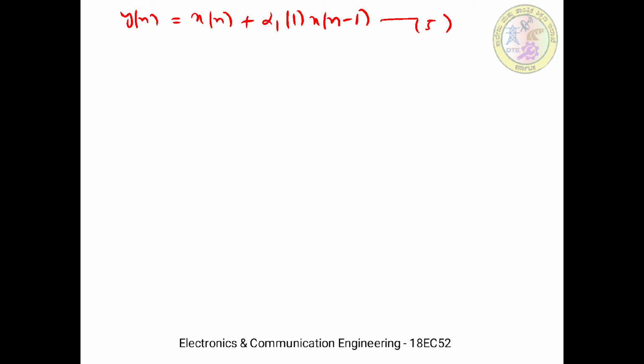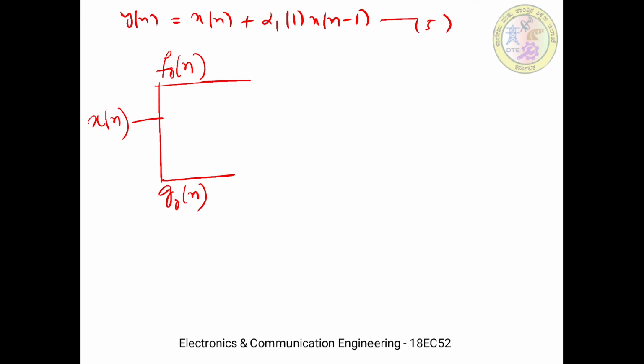Here the input is x(n), and x(n) is split into two parts: one is f_0(n) and the other is g_0(n). g_0(n) will be delayed as it passes through this z inverse, and at the output of the z inverse block we get g_0(n minus 1). Now the upper path, where f_0(n) is just the same as x(n), will go to an adder.